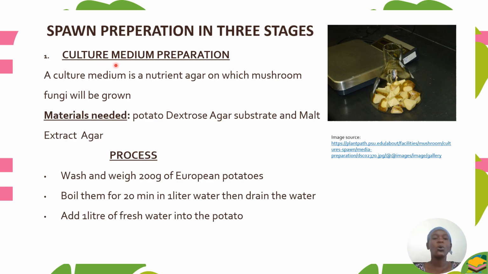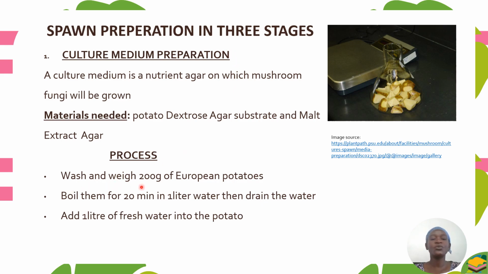Stage 1 is what we call culture medium preparation. A culture medium is a nutrient jar on which mushroom fungi will be grown. So we try to find a jar where we try to grow our mushroom. Materials needed: potato dextrose agar, substrates, and malt extract agar. So what's the process of culture medium preparation?